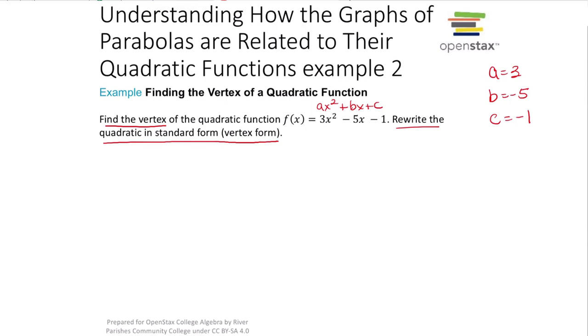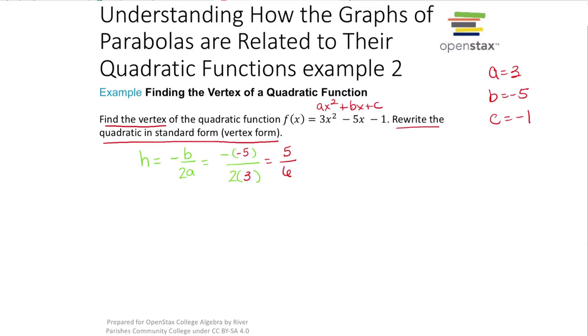First we're going to find the h, which is negative b over 2a. So negative b over 2a, and b is really negative 5, and a is really 3. So on top we have 5, on bottom we have 6. So we have 5 over 6.